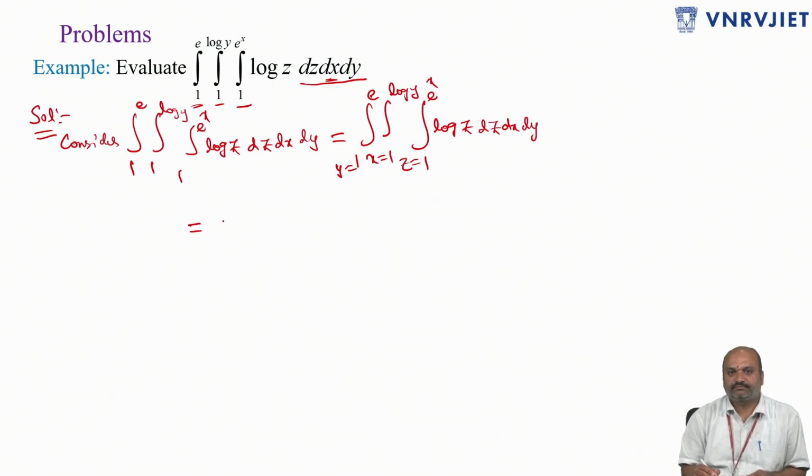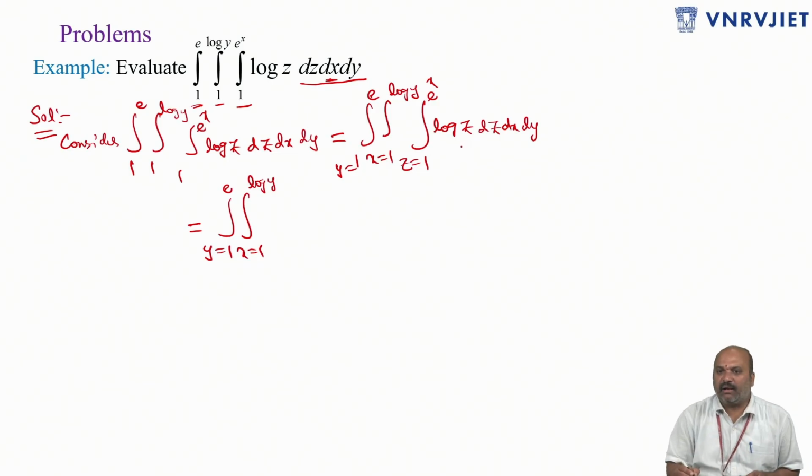Now this equals the integral with y varying from 1 to e, integral with x varying from 1 to log y. The integrand is log z, integrated with respect to z. So we use the ILATE rule, which stands for inverse trigonometric, logarithmic, algebraic, trigonometric, exponential functions. Since log z is a logarithmic function, it comes second, and let us consider 1 as an algebraic function. So use the integration by parts formula to evaluate this integral.